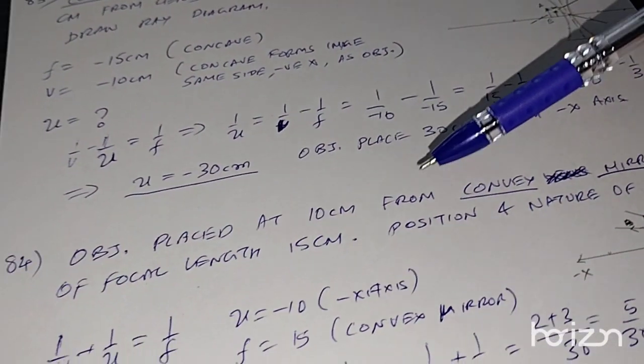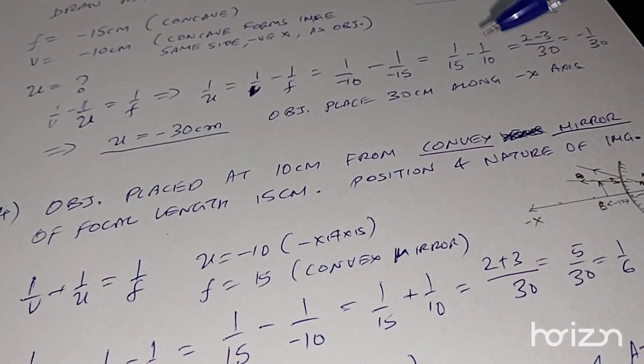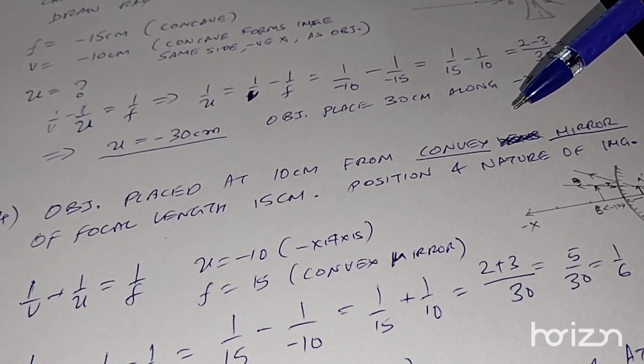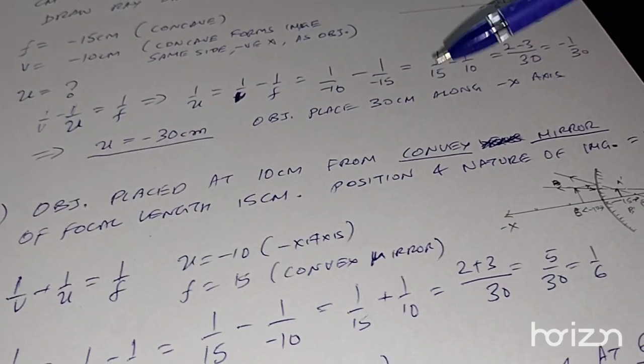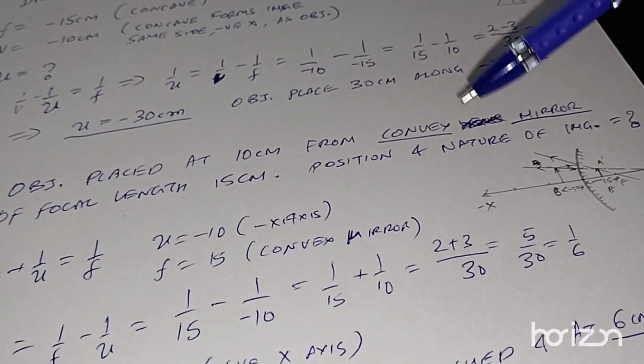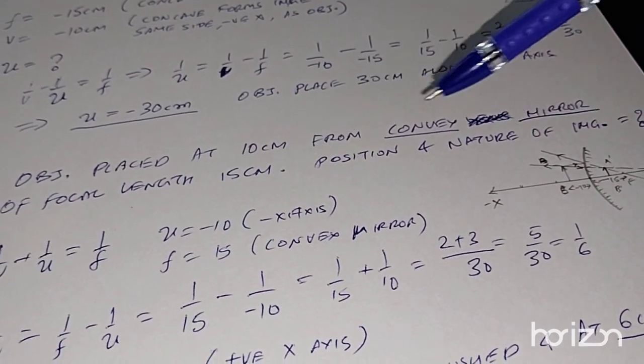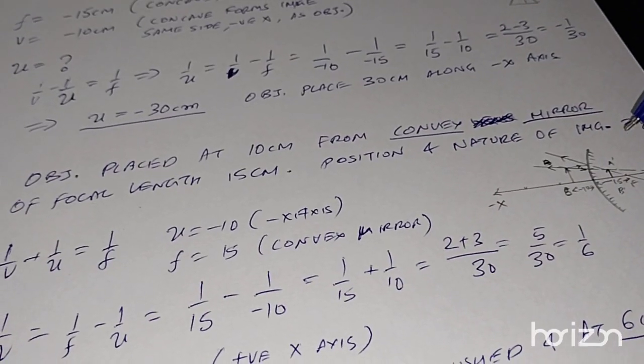Object placed at 10 centimeter from a convex mirror. Whenever you want to write a ray diagram, you must ensure you are using the correct lens, the correct mirror. Here they are saying 10 centimeter from a convex mirror, of focal length 15 centimeter, position and nature of the image is equal to what?